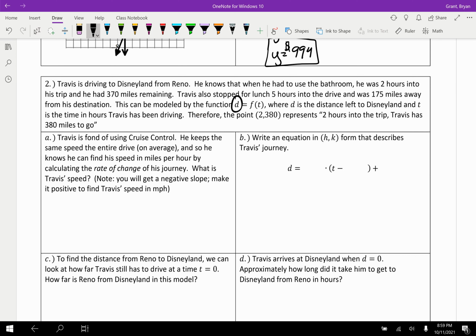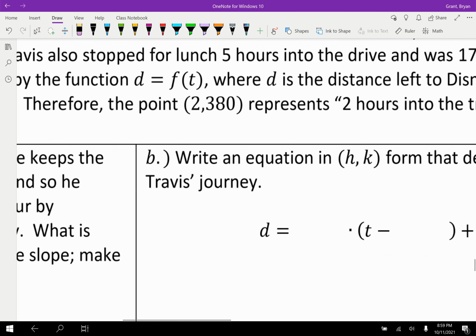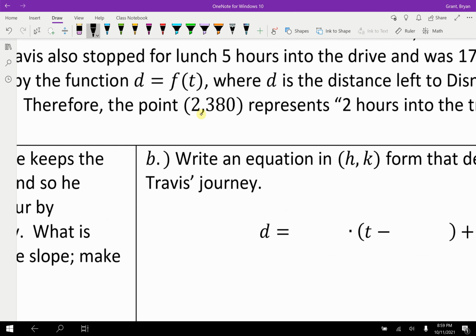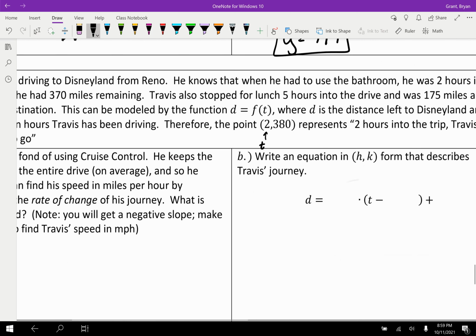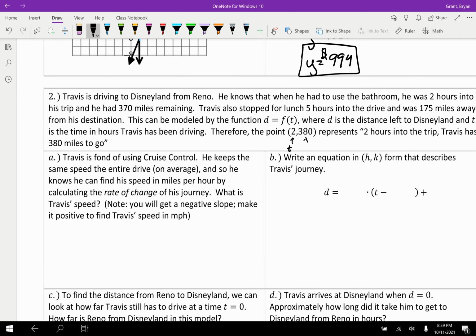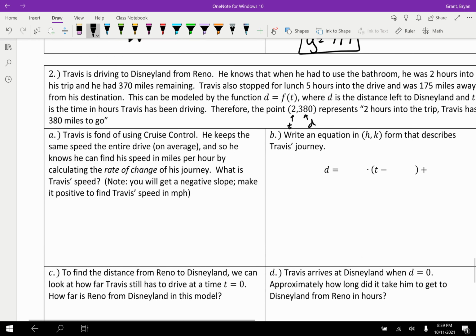So distance is found by doing stuff to t. Therefore, the point (2, 380) means 2 is t, t is the input, and that means 2 hours into the trip, Travis had 380, that's d for distance, 380 miles to go. So let's take a look.